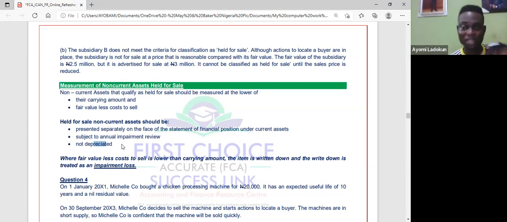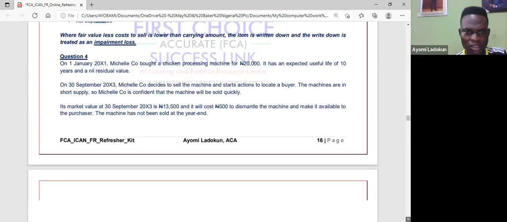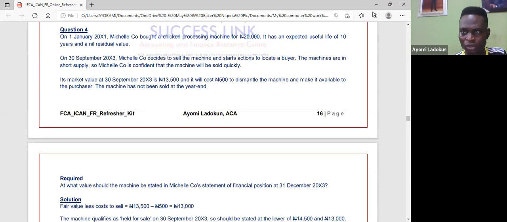So that's why the standard is saying there's no plan to withdraw the asset from being sold. And the sale is expected to occur within the next 1 year, okay? It's just to avoid trying to manipulate the accounts. So let's take a look at this question and let's see whether we can solve it.